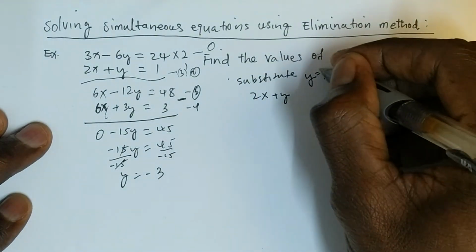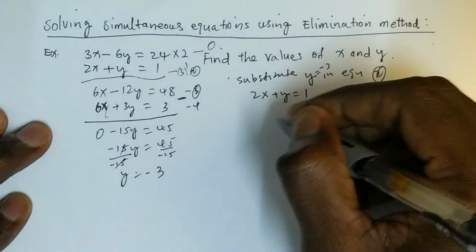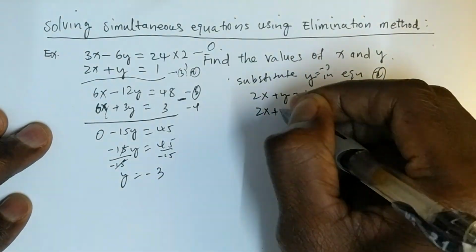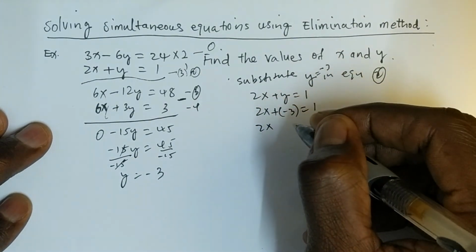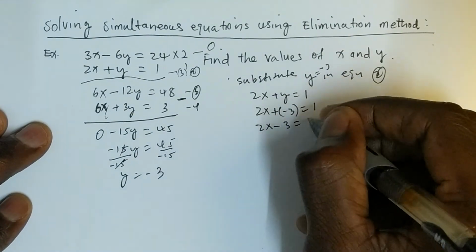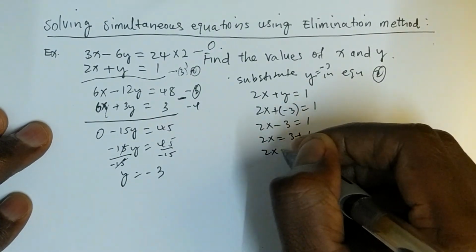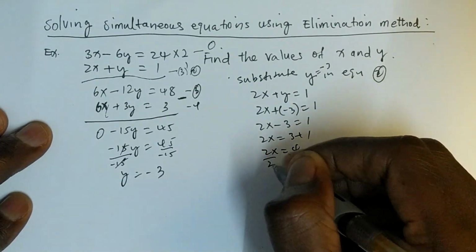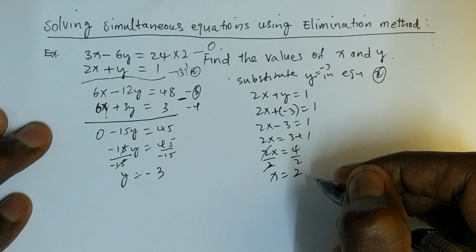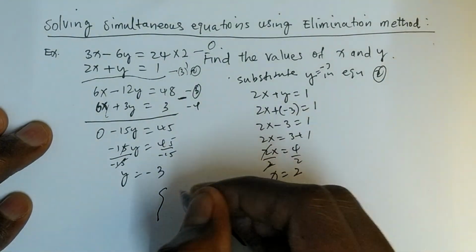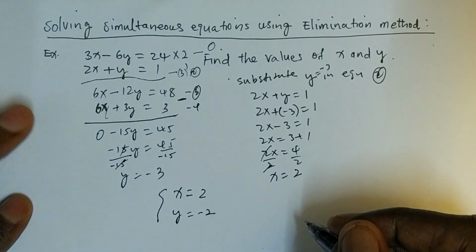equals 1. Because you already have y equals minus 3, you can do it like this: 2x plus minus 3 equals 1. 2x plus times minus is minus 3 equals 1. You take 3 to the other side, it will be 3 plus 1. 2x equals 4. Now you divide both sides by 2, and we will have x equals 2. So our solution will be x equals 2, y equals minus 3. You can prove it. Thank you very much for watching.